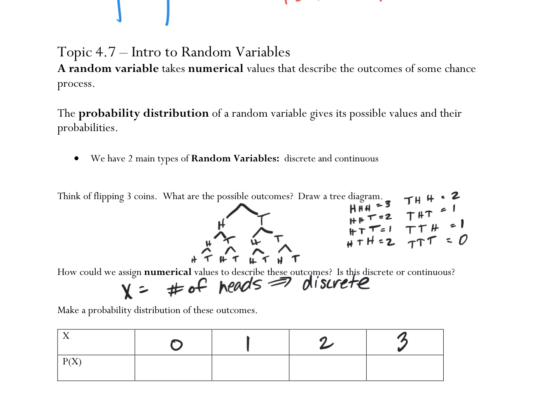Are all of those outcomes equally likely? It's a probability I don't get any heads. 1 in 8, or 0.125. So probably I get 2 heads or 1 head, 3 in 8. Yeah, because there's 3 different ways that could happen.